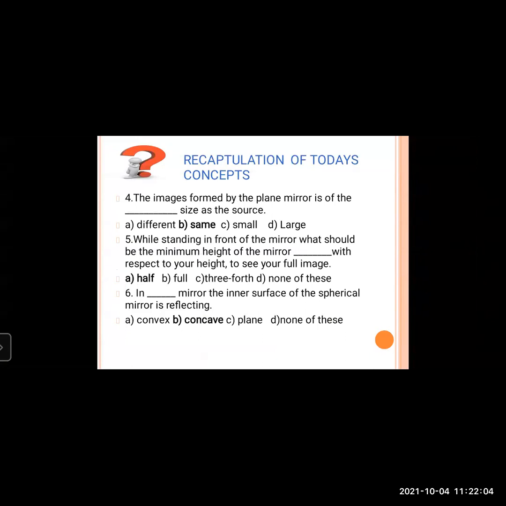While standing in front of the mirror, what should be the minimum height of the mirror? Dash with respect to your height to see your full image. So whatever is the height of the person, the mirror should be half the height. In dash mirror, the inner surface of the spherical mirror is reflecting. In concave mirror, the inner surface is reflecting, whereas in convex mirror, the outer surface is reflecting.